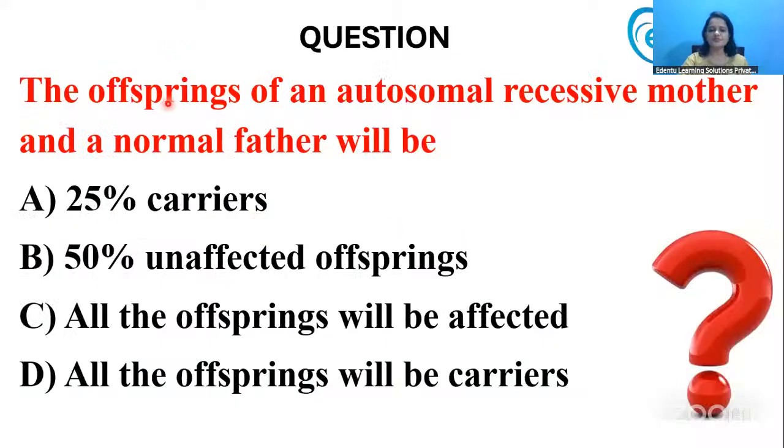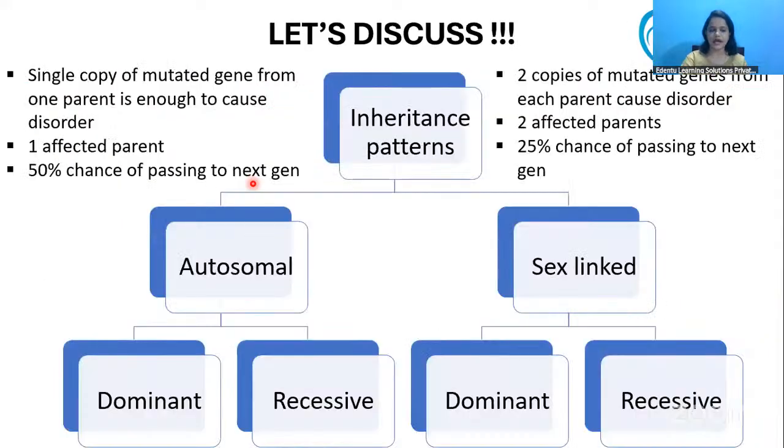The next question: the offspring of an autosomal recessive mother and a normal father will be. This question was asked in the recent NEET MDS 2025 question paper. So an autosomal recessive mother is there and a normal father is there. Their offspring will show what kind of inheritance pattern? Will there be 25% carriers, or 50% unaffected offspring, or all the offspring unaffected, or all the offspring carriers? Yes, the answer is 50% unaffected offspring. I'll show you how.